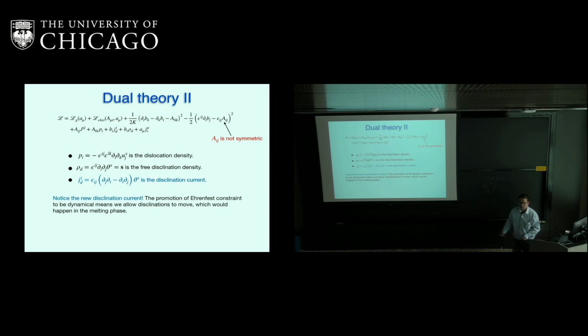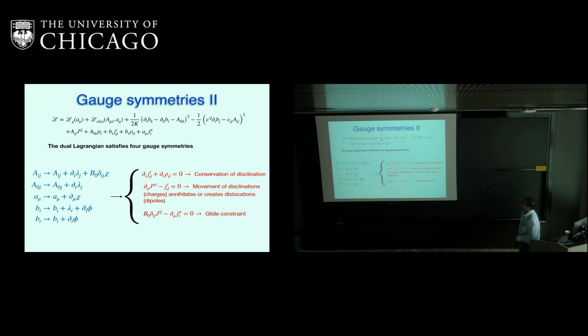What would happen in the melting phase? Let's look at the gauge symmetries of the new dual theory. Now we have four gauge symmetries: lambda one, lambda two, chi and phi. The gauge symmetry phi says that the total number of disclinations is conserved. The chi is still the modified Gauss constraint that we had before. But lambda one and lambda two give you new constraints. That means the movement of the disclination current can violate the conservation of the dislocation. That means the movement of a charge will create or annihilate a dipole.